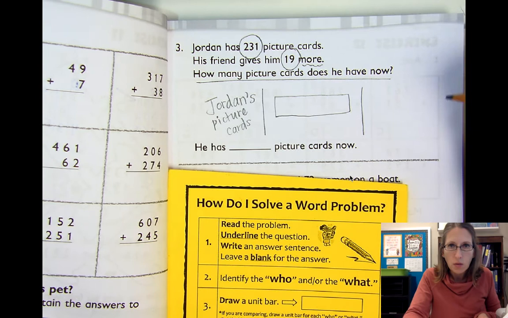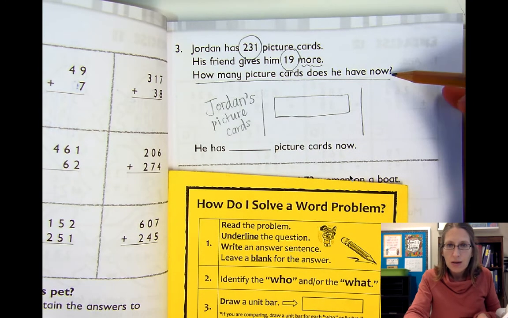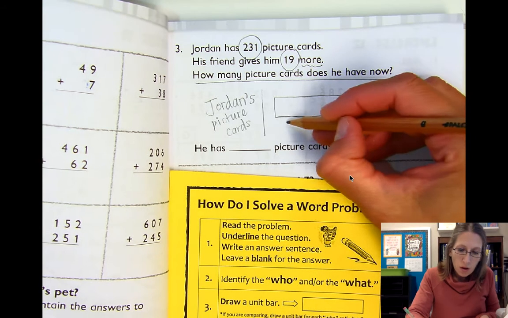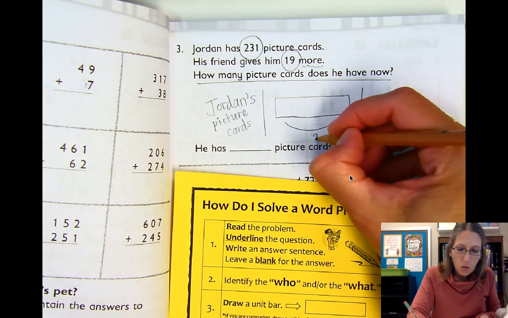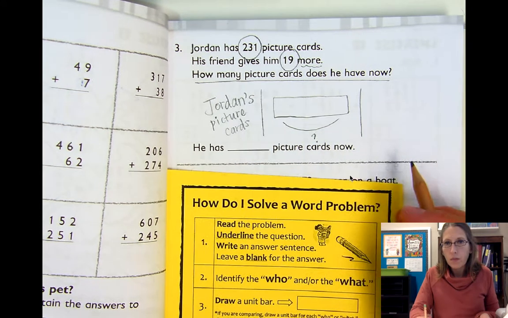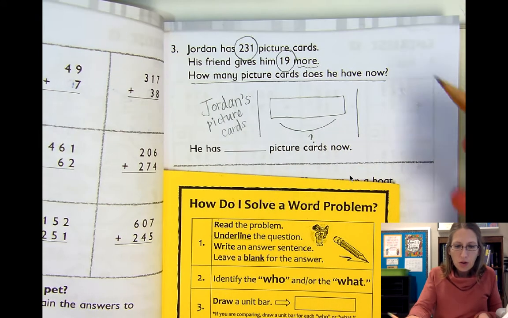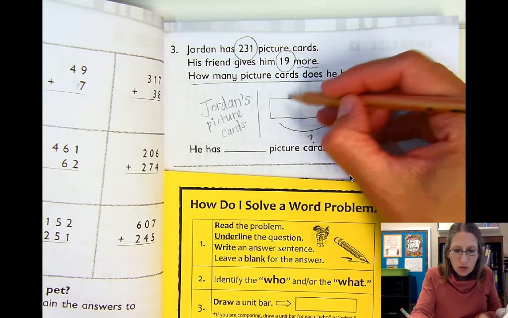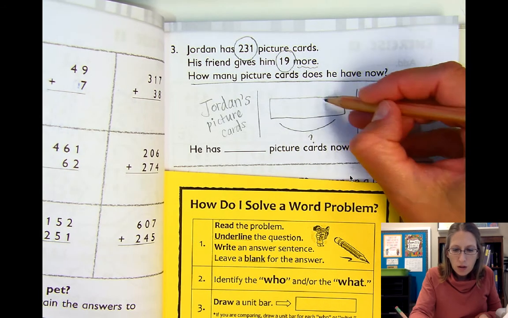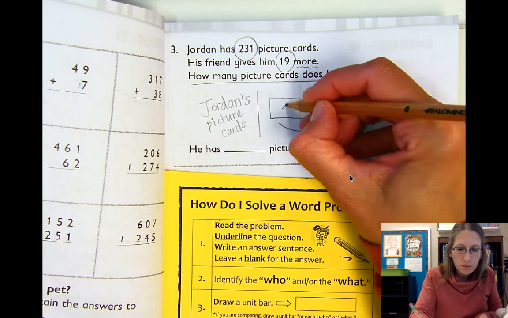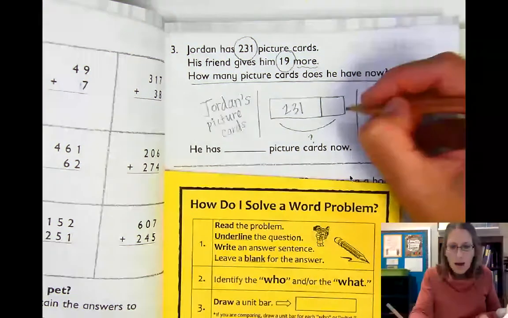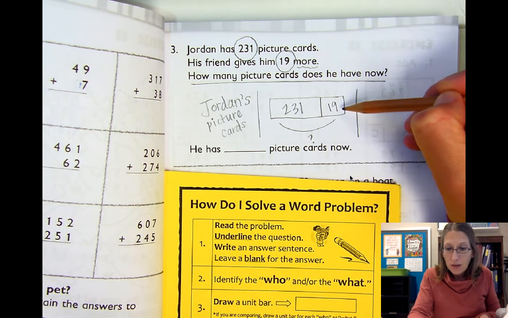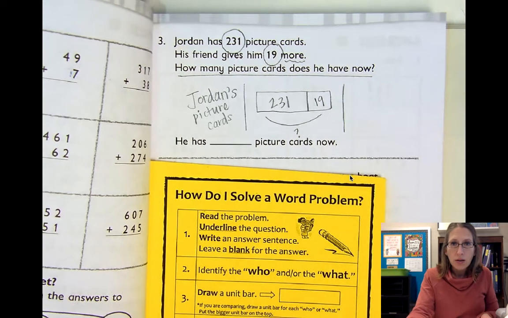Ooh, that's kind of a clue for us. How many picture cards does he have now? So he had some. His friend gave him some more. We are trying to find out the whole number, how many he has now. So that's my question mark. Then I'm going to go back and chunk my unit bar. Now I could just chunk it right into two chunks, but I can see this number is much bigger than this one. I'm going to make this chunk bigger. 231 and then 19. And I know if he had 231 cards and then his friend gives him 19 more, I'm going to add the two parts to get my answer.